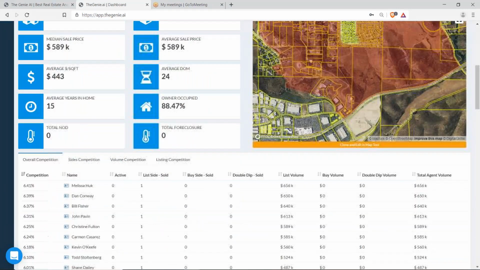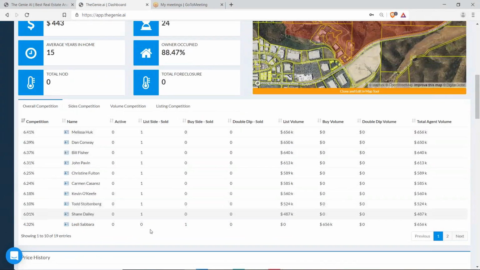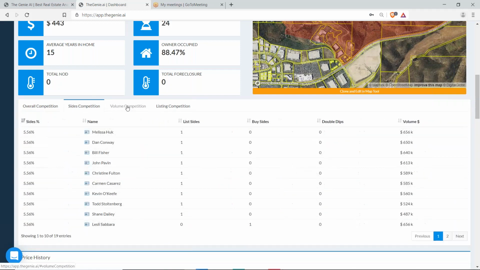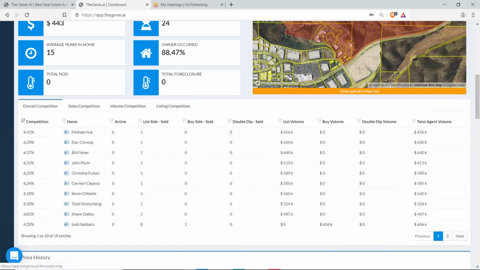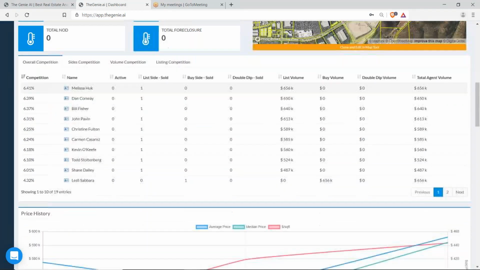And then obviously we have our competition matrix down here, which you'll be able to show the agents, and they'll be able to see exactly who's working in the farm, how many actives, how many sides, what their volume is. And we break it down a bunch of different ways so you can see exactly who's dominating in a particular area, whether it's by volume, number of listings, sides, or overall. We also have some charts down here.